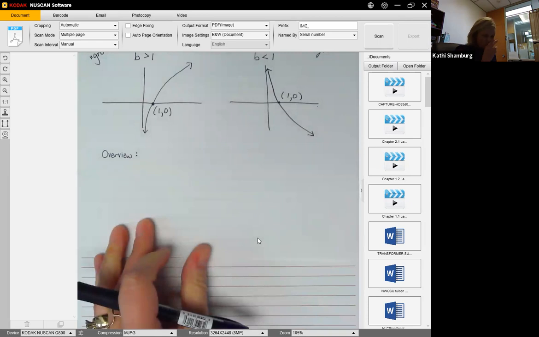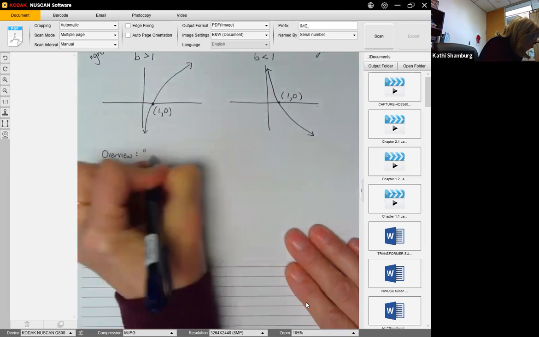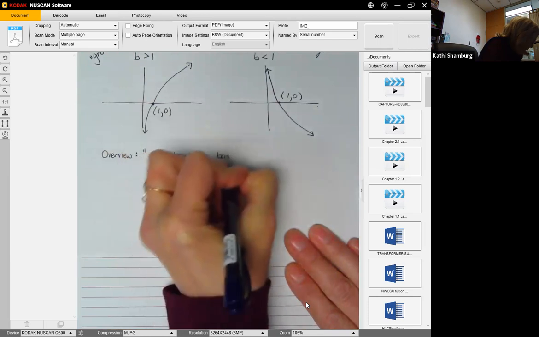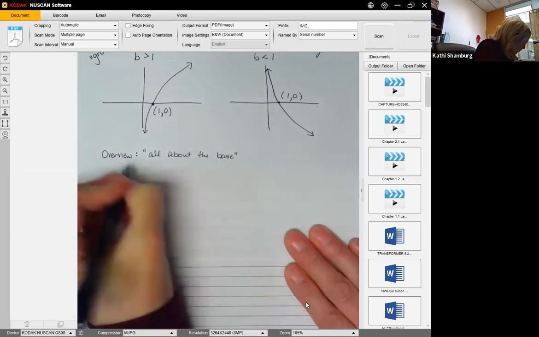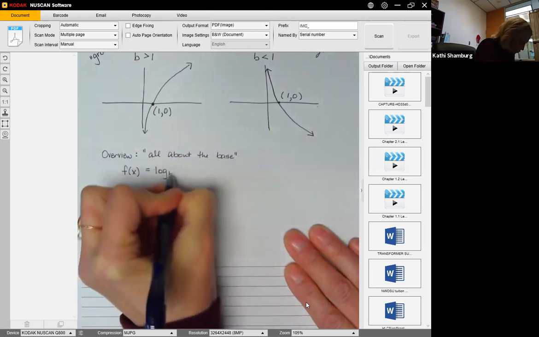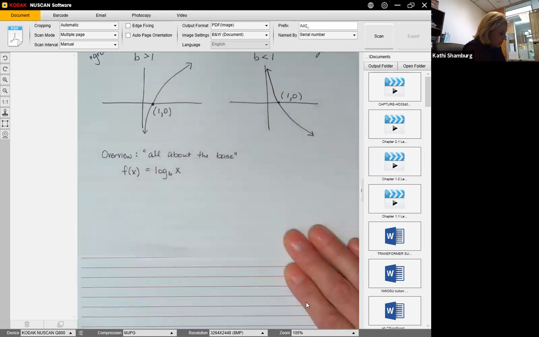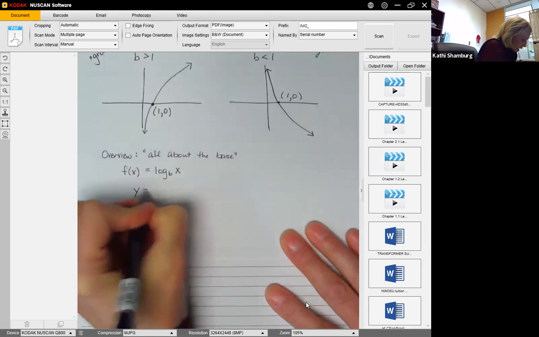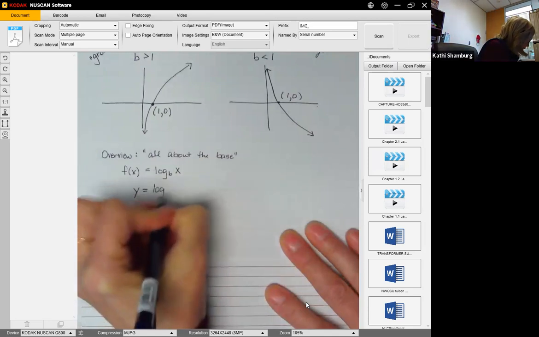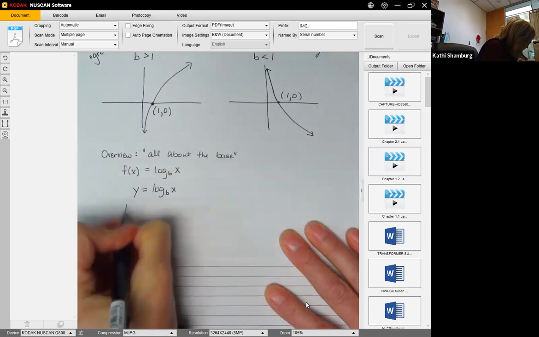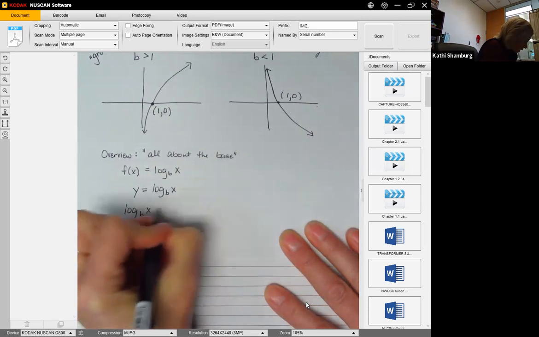And one thing to always remember with your logarithmic functions is it's all about the base. Okay, so you'll see a function f of x equals log base b of x. So of course that's a function, which means we can then write that as y equals log base b of x. Now all I'm going to do is flip these, because a lot of times you'll see it written as log base b of x equals y.